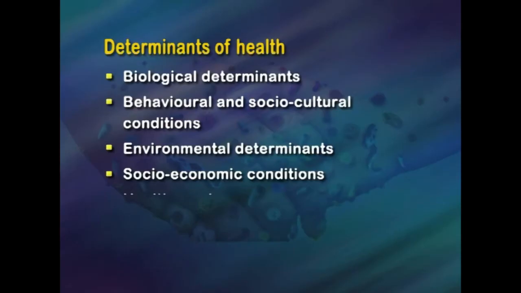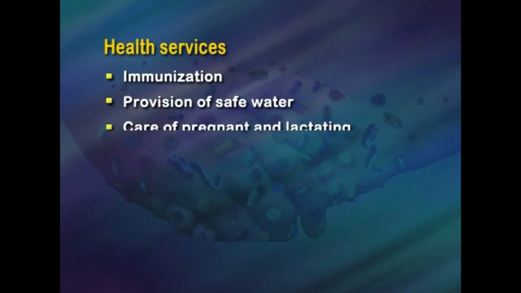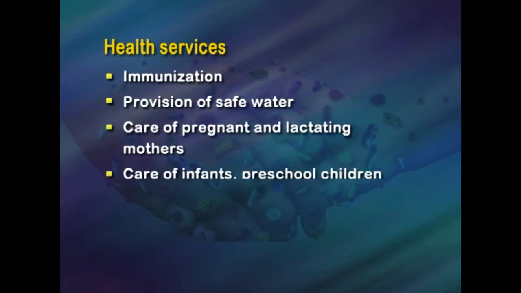Decisions related to resource allocation, manpower policy, choice of technology, and availability of health services, accessibility to health services. Coming to health services, those that are provided include immunization, provision of safe water, care of pregnant and lactating mothers, care of infants, preschool children and adolescents. Providing nutrition and health services will facilitate people to seek help and thus be preventive. Care has to be taken to avoid underutilization of these services.